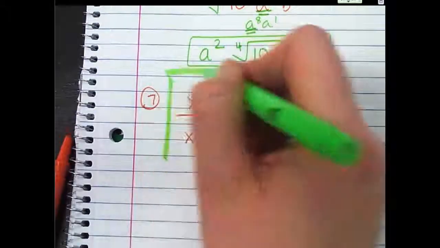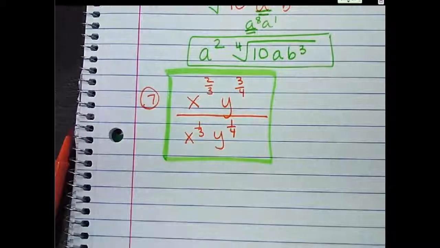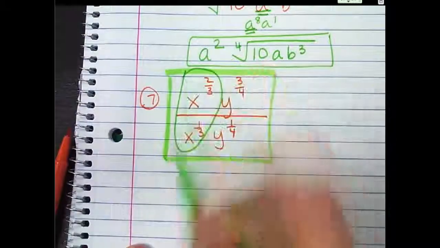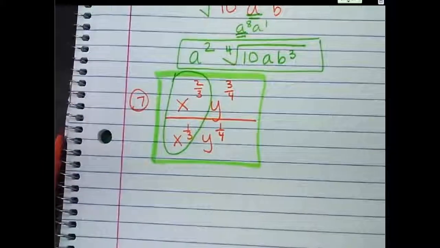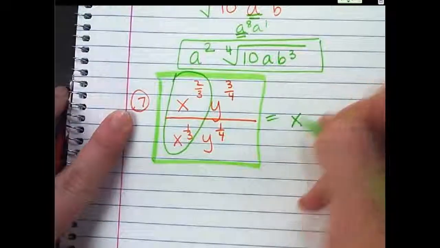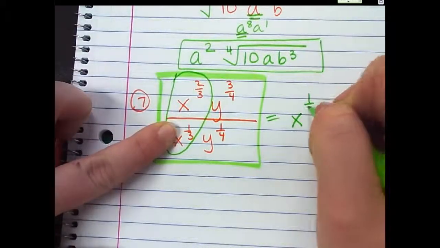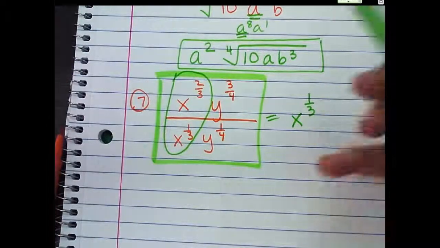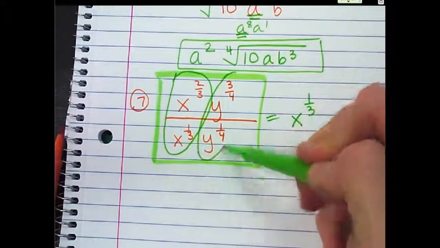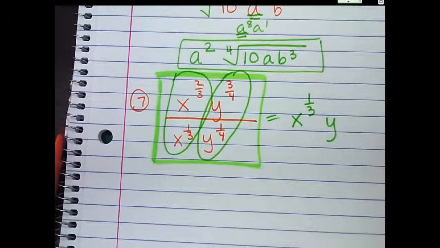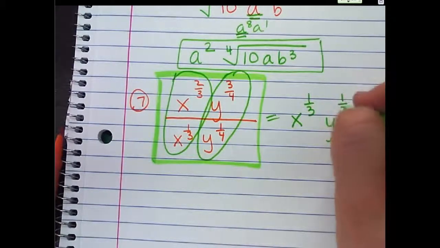So you have to have the same bases in order to do the exponents. So I can do the x's together. I'm just going to subtract 2/3 minus 1/3 is what? 1/3. And then do the y's. 3/4 minus 1/4 is 1/2 if you reduce it.